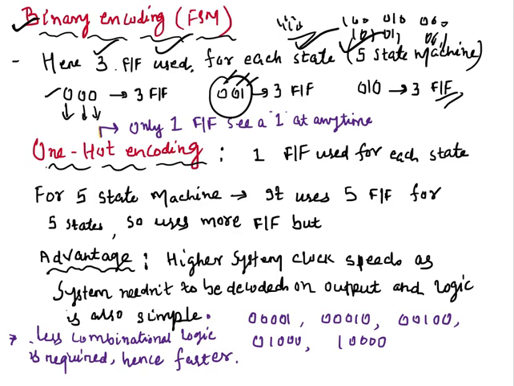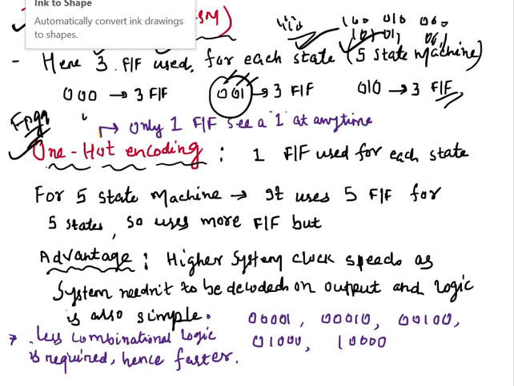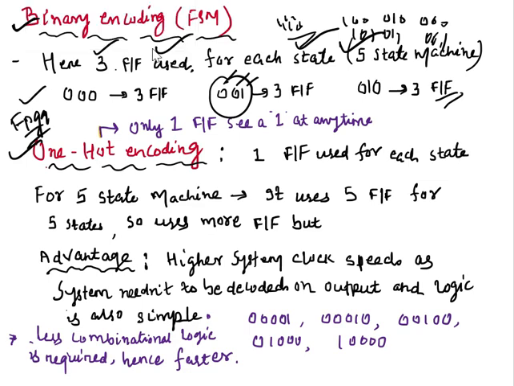But there is another famous encoding technique used in FSM, called one hot encoding, and it is mostly used in FPGA design. During VLSI interviews, most of the time they ask this question: what is the one hot encoding technique, what is the benefit of using it, and why is it used in FPGA design.